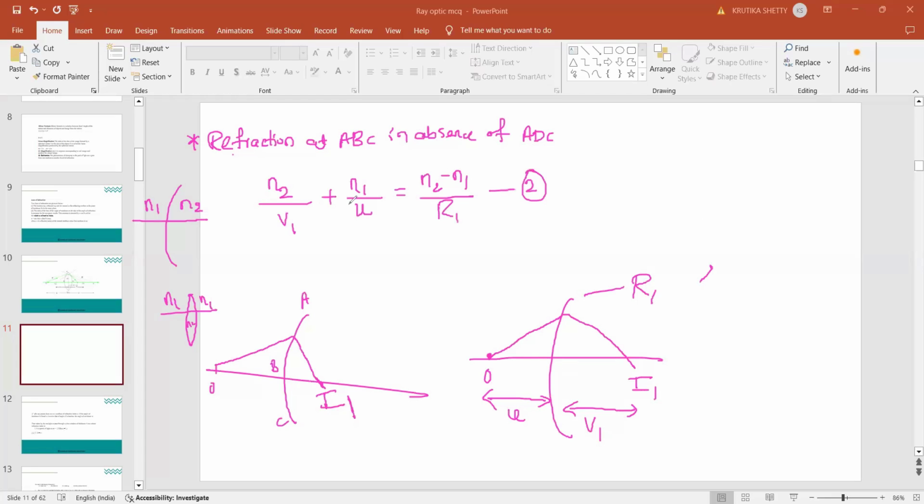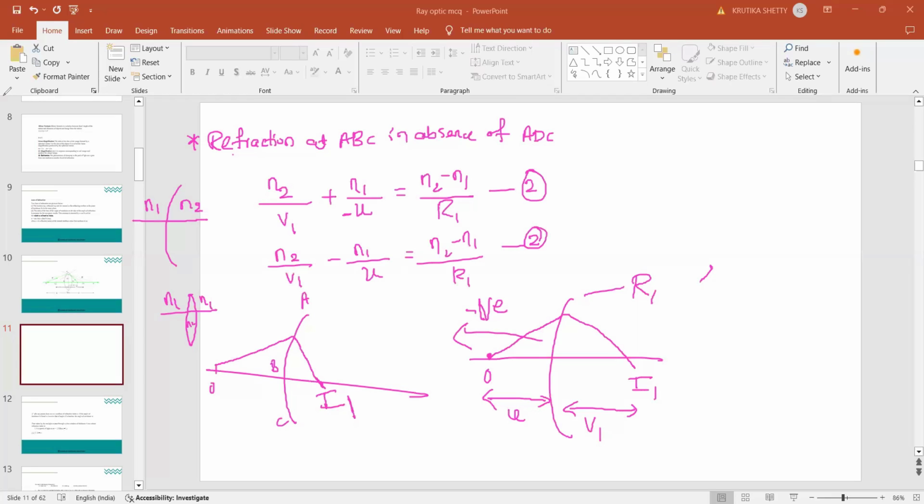If anyone did not understand, please tell me, because here I need to introduce the sign convention. According to the sign convention, the object distance is measured from the left side. Left side measurements are always taken as minus, so this object distance will be minus. Then the equation becomes n2 divided by v1 minus n1 divided by u is equal to n2 minus n1 divided by r1. You can name this equation 2 instead of the above.